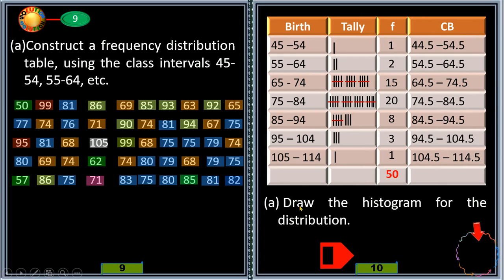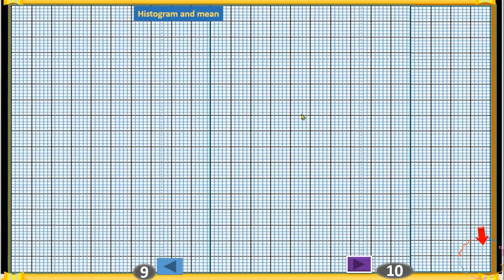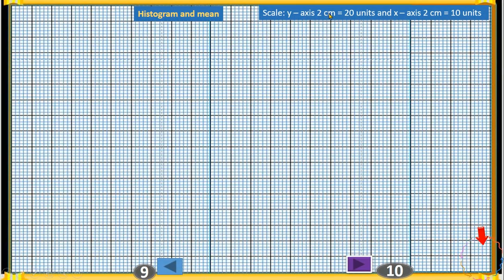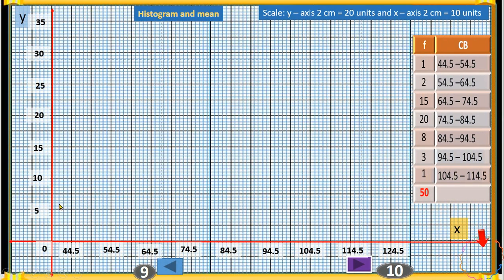Now, we are going to begin to answer the first question: draw the histogram for the distribution. We are going to go straight to the graph board to draw the histogram. So here we have our scale, and then we are going to draw our axis. On the y-axis, every 2 centimeters is 5. The next will be 15, 20, 25, 30, 35. On the x-axis, every 2 centimeters will be 10, starting with 44.5 to 54.5, using the class boundaries.